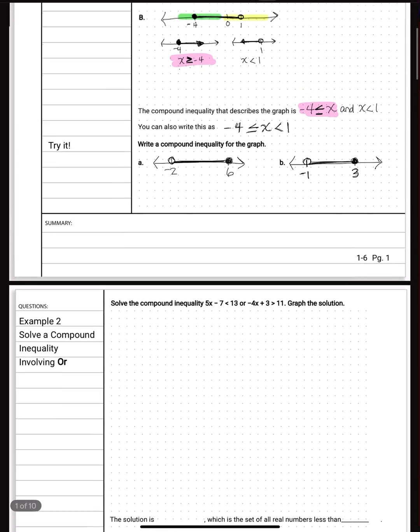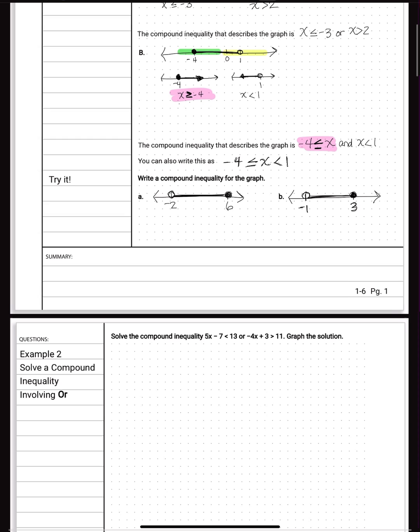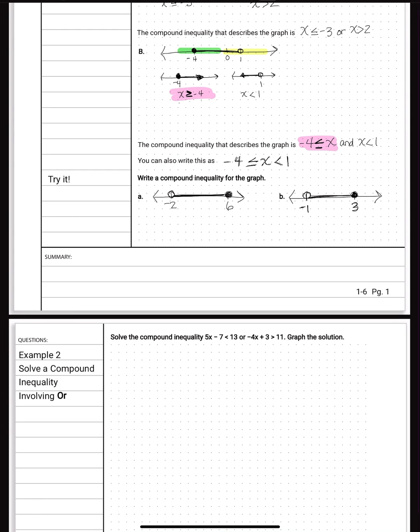Okay, welcome to the video for lesson 1-6, Compound Inequalities, part 2. So in example 1, just to review real quick, we have an introduction to compound inequalities.